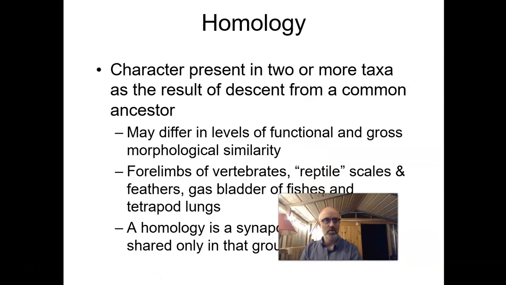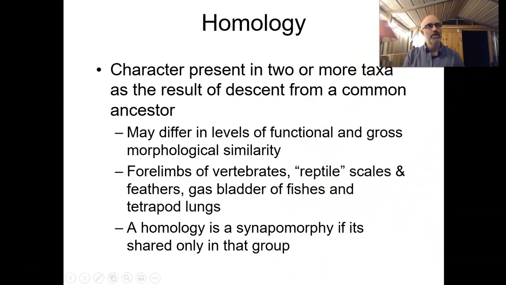Now, for example, attaching your eggs, the egg placement, would be a character. If it's found in a group of taxa, and it's similar among those taxa, and the reason that those taxa are similar is because they all inherited that character state from their common ancestor, then we call that a homologous trait. Okay, so similar by ancestry.